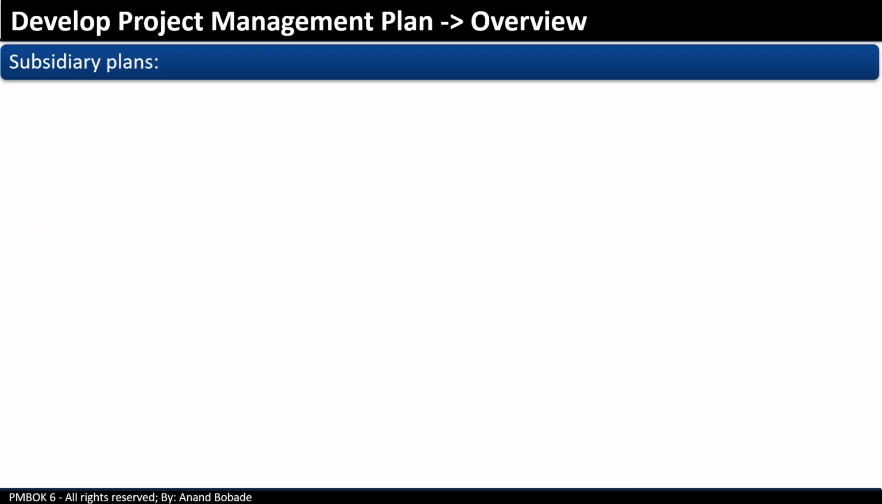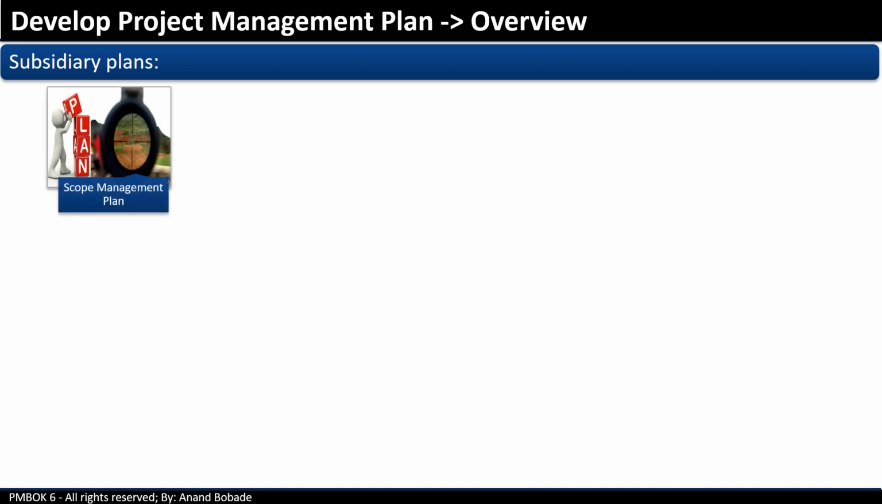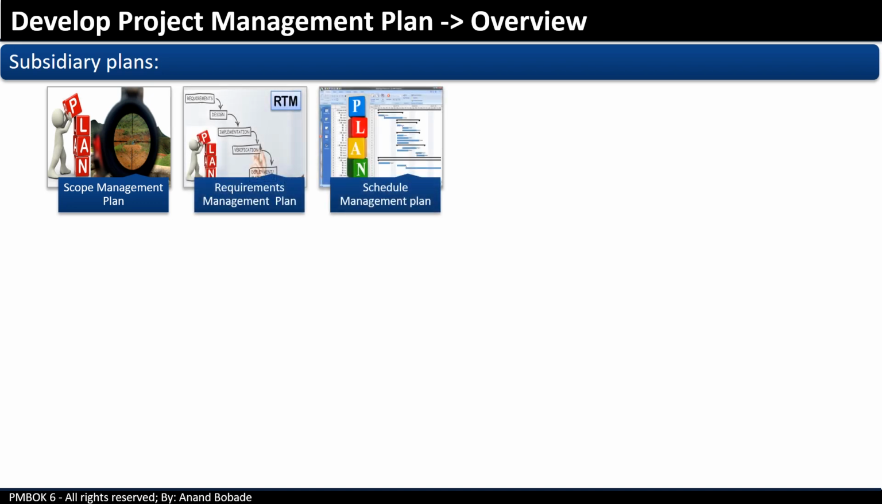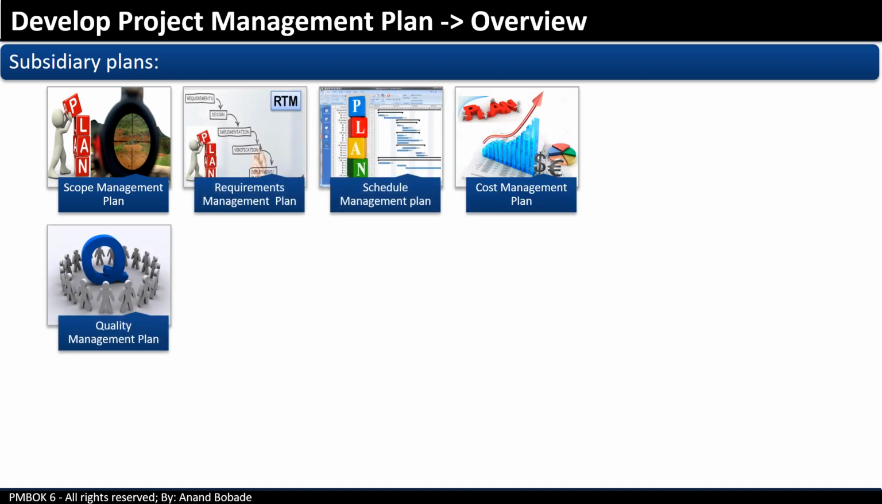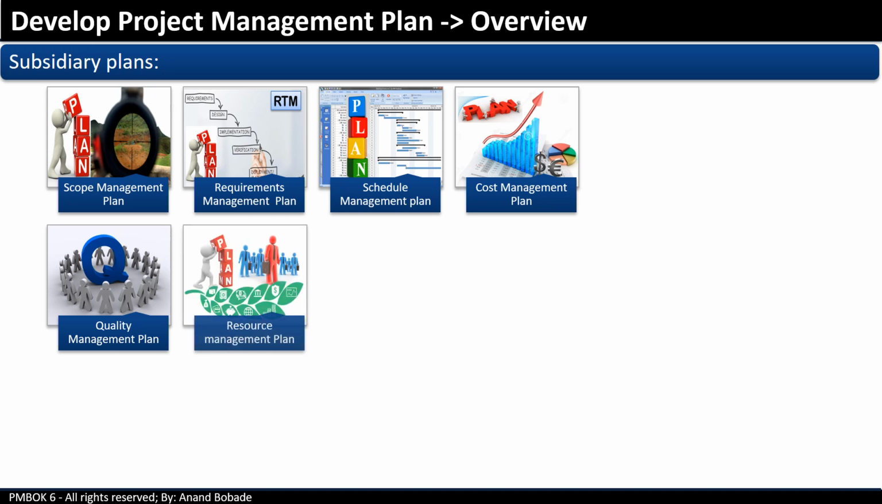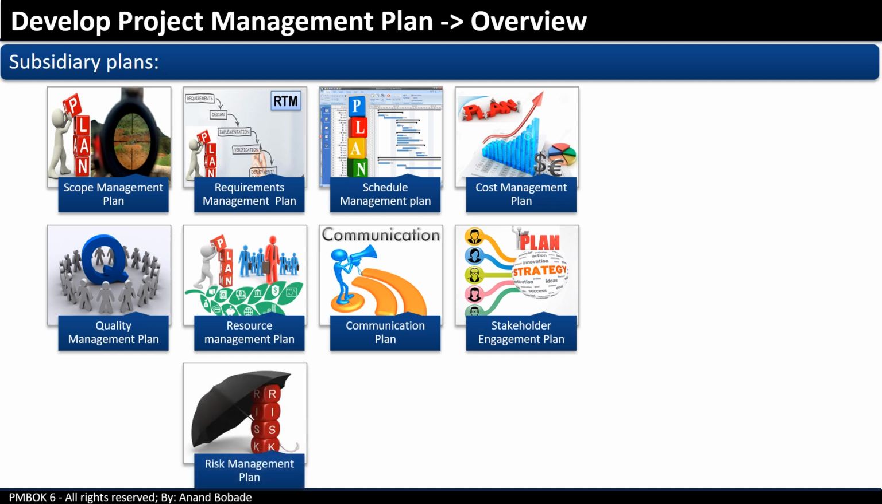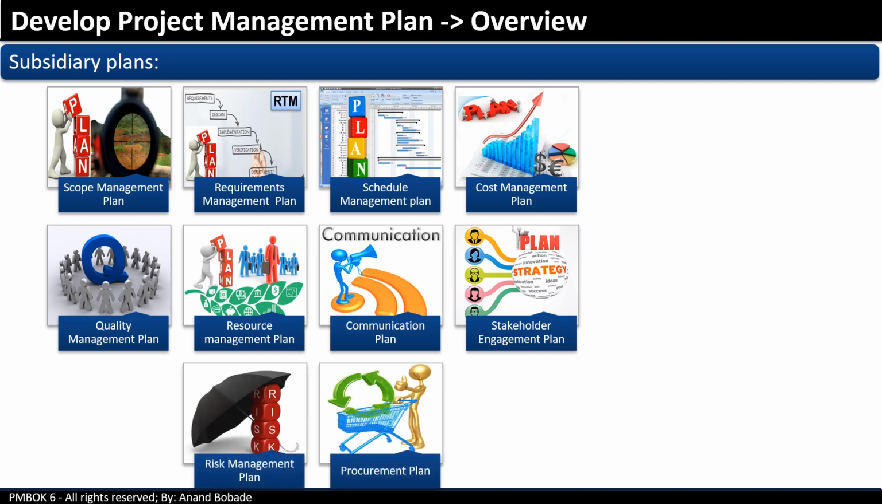What are the subsidiary plans? These are the various plans which are outputs of planning processes from various knowledge areas. These plans have to be integrated and consolidated in the project management plan. The subsidiary plans are the scope management plan, requirements management plan, schedule management plan, cost management plan, quality management plan, resource management plan, communication plan, stakeholder engagement plan, risk management plan, and procurement plan.